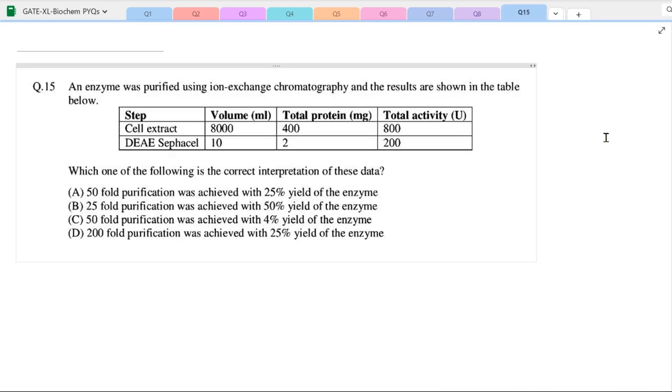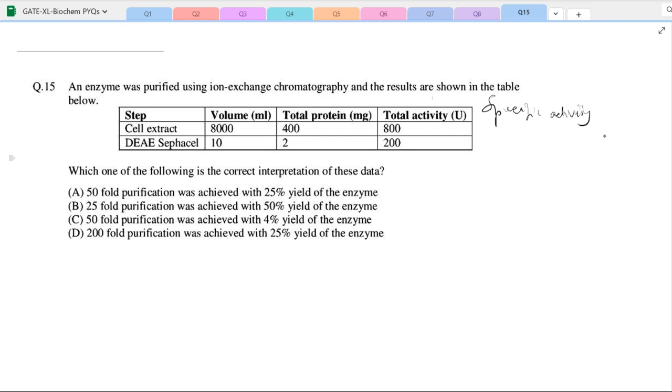So here, an enzyme was purified using ion exchange chromatography, and the results are shown in the table below. Here is the table, and we need to figure out the purification and yield so that the correct answer can be matched. Before we find purification, we need to also find specific activity. Specific activity is equal to total activity divided by total protein. So that gives you the specific activity of the enzyme.